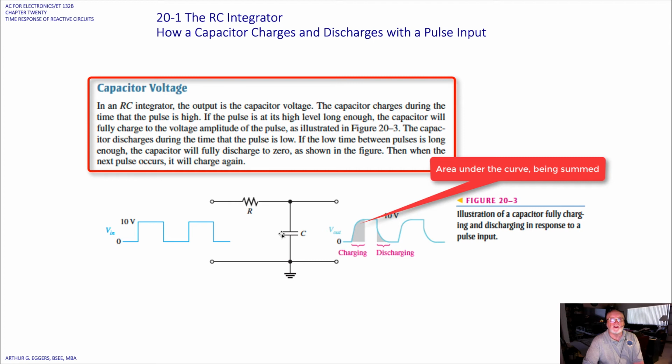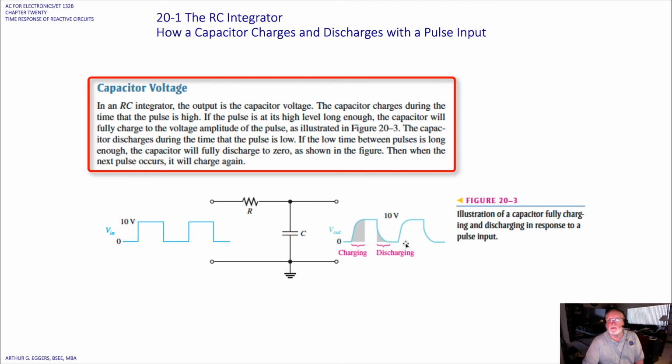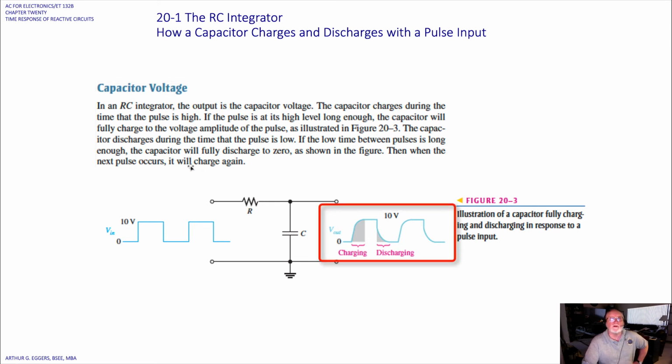So you can see here on the input, a 10 volt pulse at some interval going into the circuit. The output then, we can see what happens as it starts forming the characteristic output, the charging and discharging with that exponential charge and discharge. The capacitor discharges during the time that the pulse is low. If the low time is long enough, the capacitor will fully discharge to 0. Then when the next pulse occurs, it will start again.